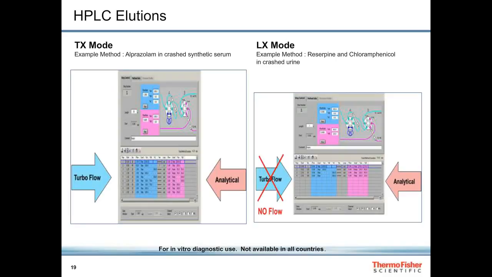Also notice the total run times and data windows of each method. In the Alprazolam TX method, we start collecting data 1.6 minutes after the injection and collect data for 2 minutes. In the LX method for reserpine and chloramphenicol, we have a 1-minute data window that starts 1.4 minutes after the injection.